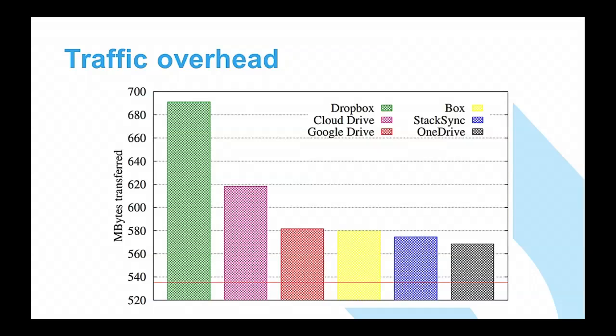As you can see, we are the blue ones, and we are transferring about 570 megabytes, which is not bad. And surprisingly, Dropbox exhibits the highest traffic overhead.